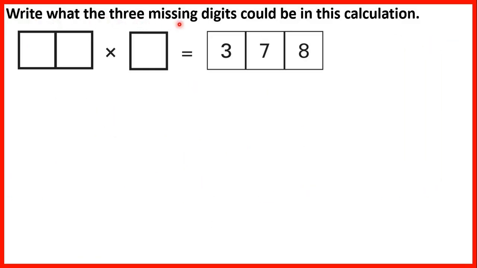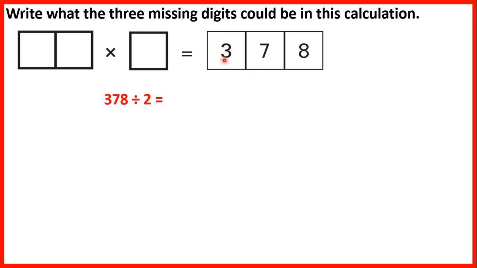Write what the 3 missing digits could be in this calculation. So we have a 2-digit number times a single-digit number equals 378. So first, let's find what our single-digit number could be. And the way to do that, because we have a missing number multiplication, is to use division.